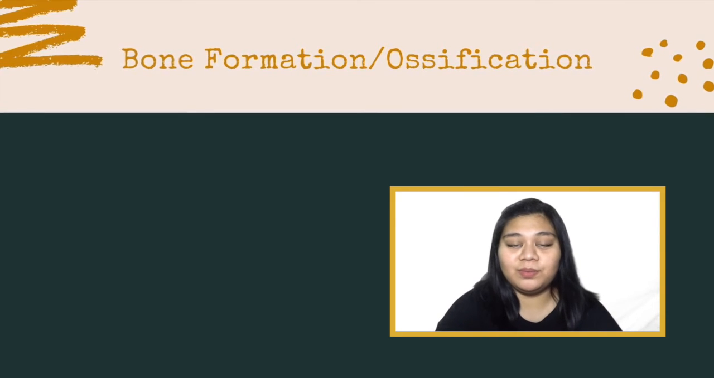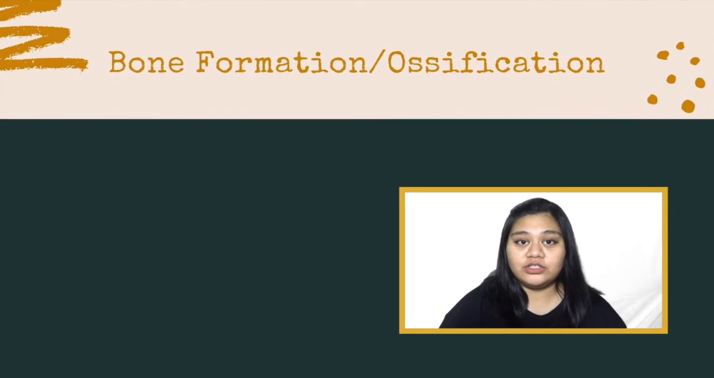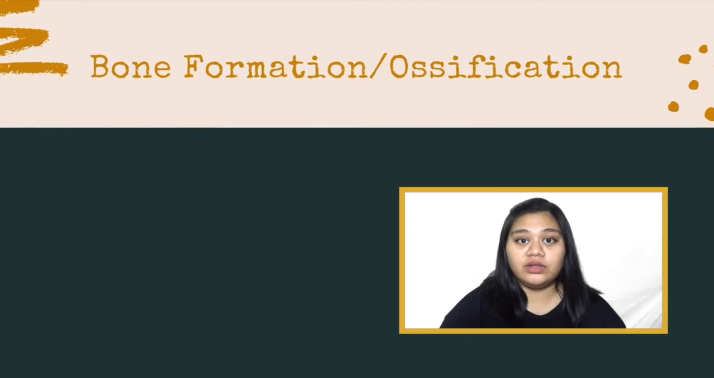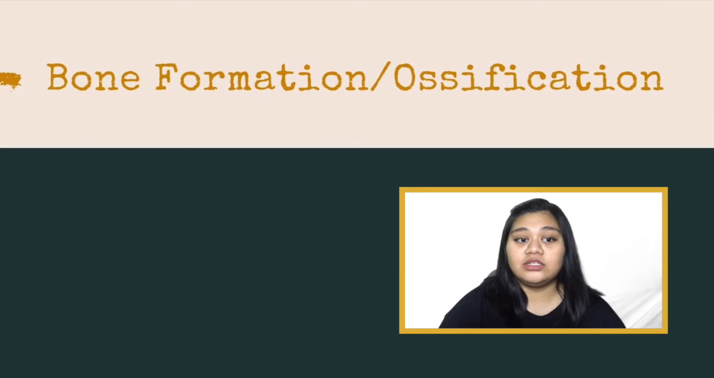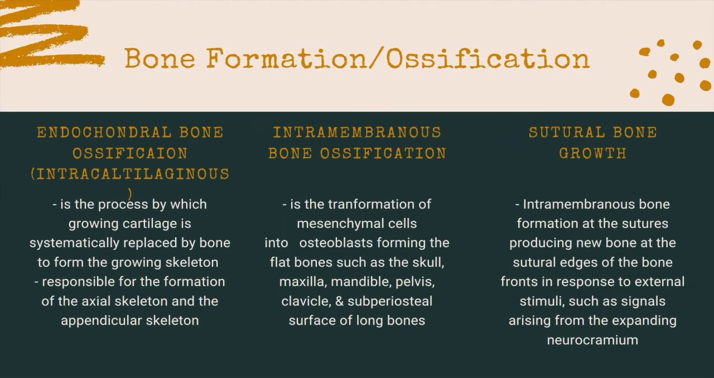Now let's move on with the bone formation. Bone formation has three methods: endochondral bone ossification, intramembranous bone ossification, and sutural bone growth. The first one is endochondral bone ossification, also called intracartilaginous bone ossification. It is the process by which growing cartilage is systematically replaced by bone to form the growing skeleton. It is responsible for the formation of the axial skeleton and the appendicular skeleton.